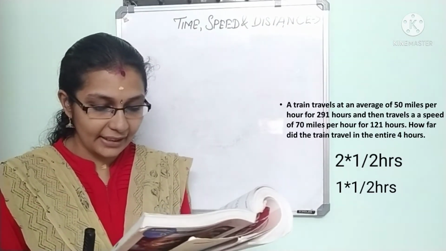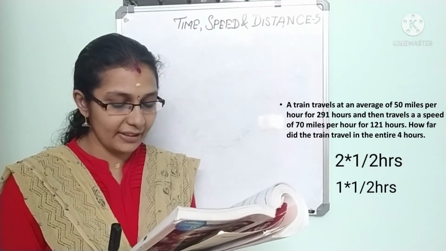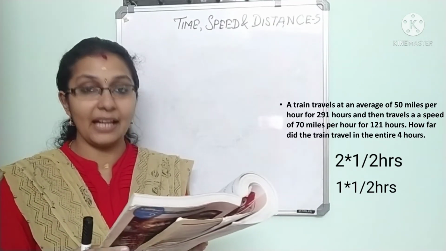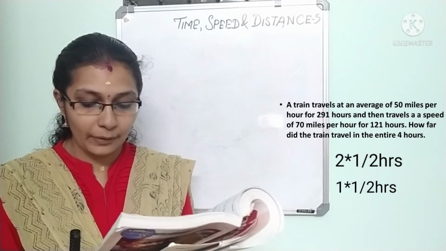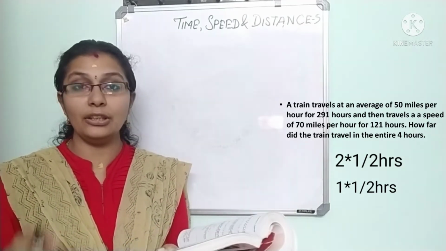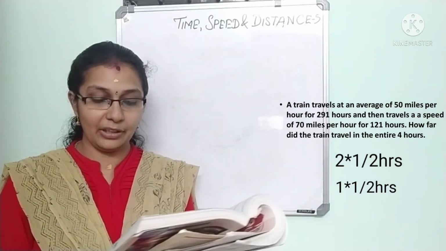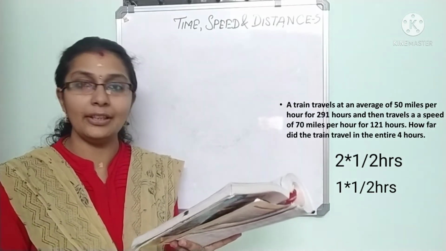A train travels at an average of 50 miles per hour for 2 1/2 hours and then travels at a speed of 70 miles per hour for 1.5 hours. How far did the train travel in the entire 4 hours? So here you cannot use the concept because they have split the time as 2 1/2 and 1 1/2. So now you will go with the normal method.